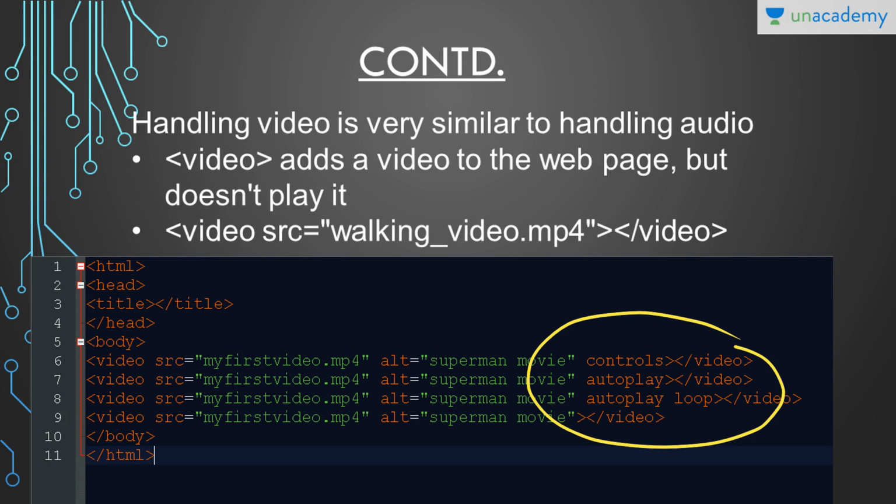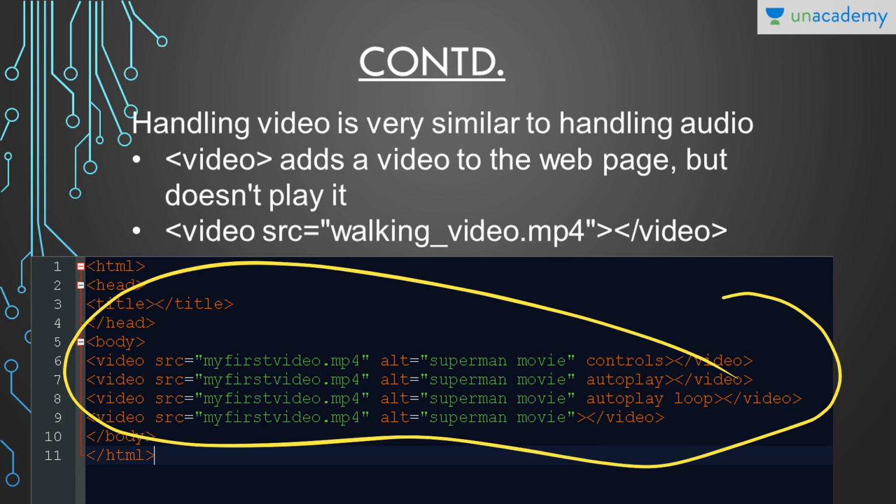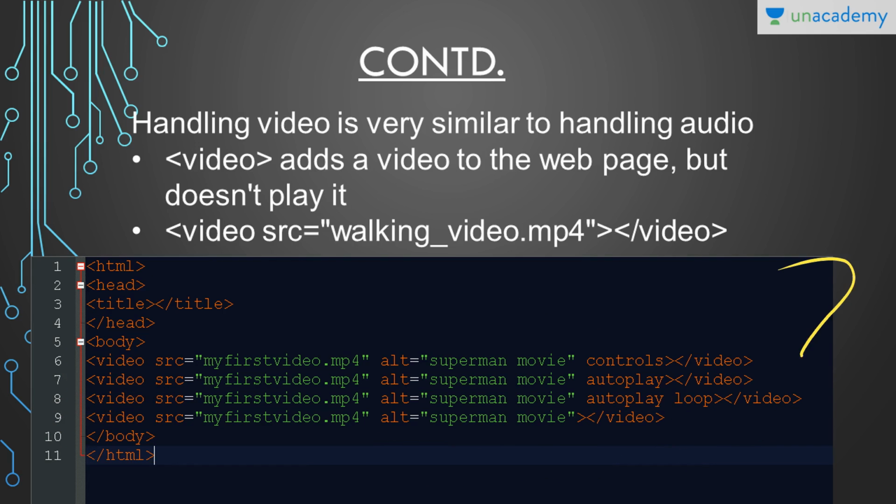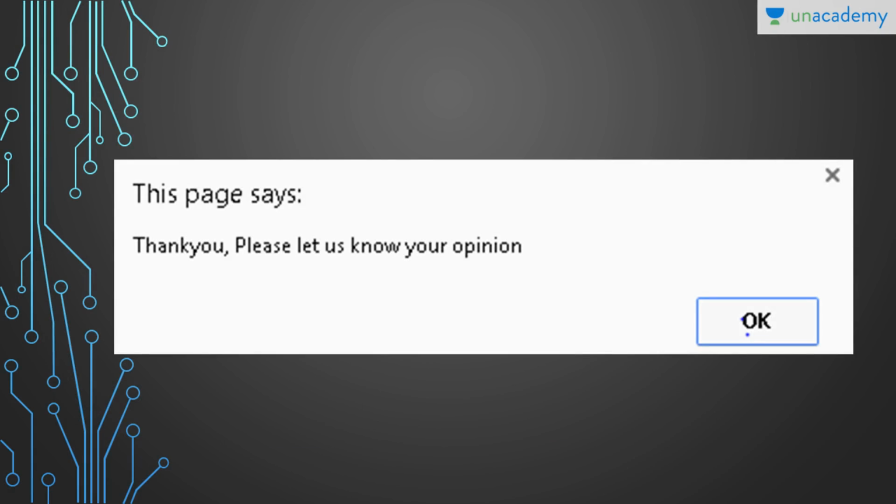Whenever you see a background video on some website, they use autoplay and loop for that. In the same way, video simply uploads but it doesn't play it. For that you will be using different attributes of video. So in this way we can use our images, our audio, our videos in our HTML.